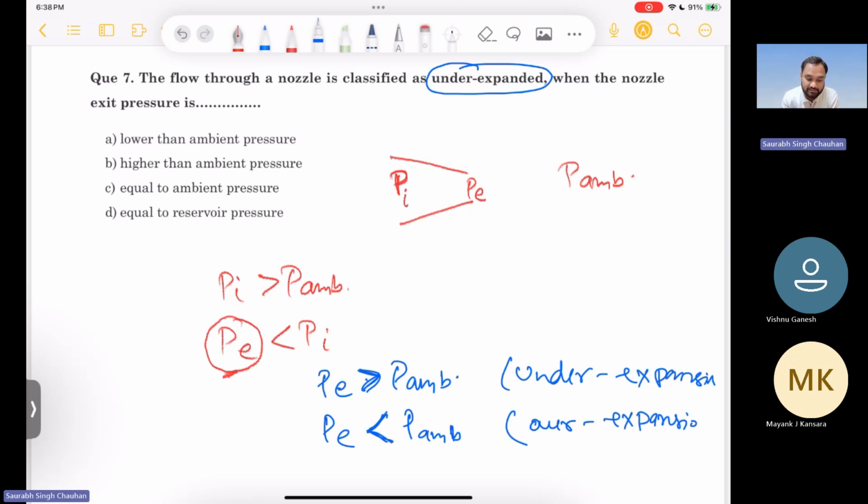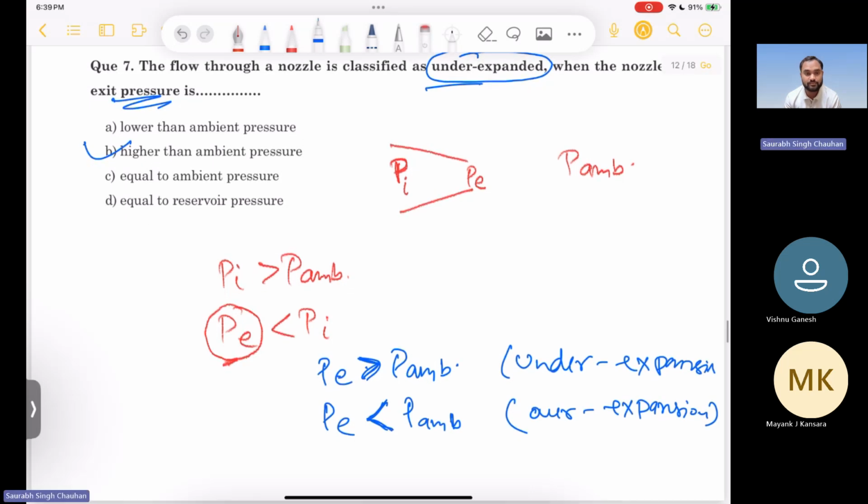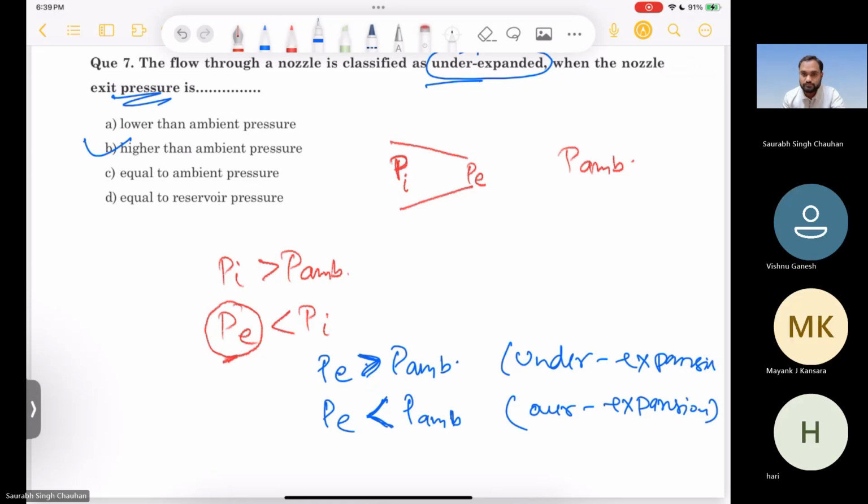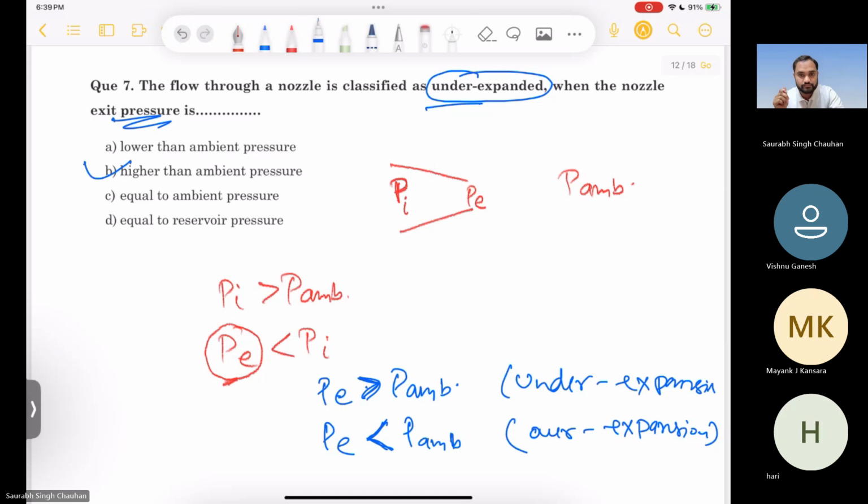Here it is asking about under expansion. So nozzle exit pressure, will this be lower than the ambient pressure? No. Higher than the ambient pressure? Yes. Equal to the ambient pressure, equal to the reservoir pressure? No. So it will be higher than the ambient pressure. So this is what we mean by over expansion or under expansion. I hope this is clear. If there is any doubt, then please ask. If there is no doubt, then we can move to the next question.